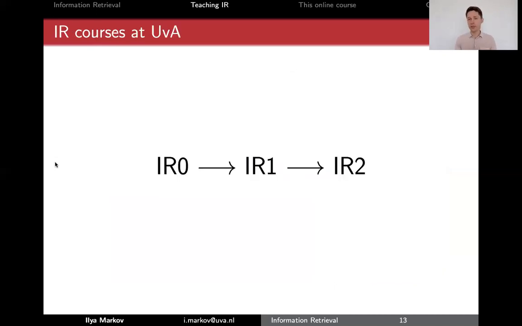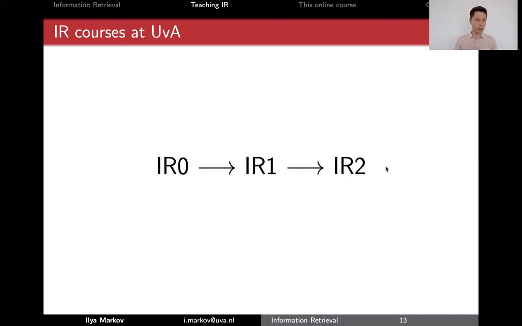So at the University of Amsterdam, we have a sequence of 3 courses. We call them IR0, IR1, IR2. And this is the bachelor course. This is the master course first year. This is the master course second year for 2-year master programs.